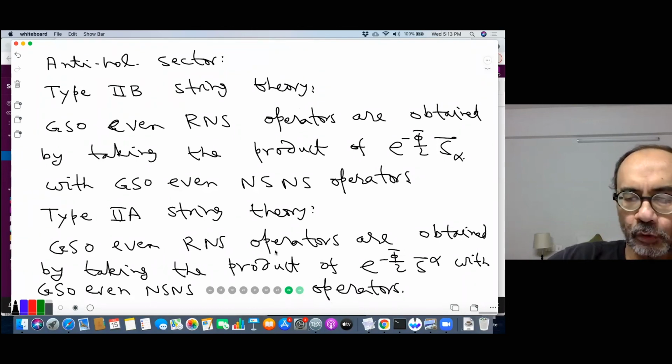And these two theories are distinct. They are distinct because the spectrum transforms differently under the space-time Lorentz group. So type 2A and type 2B are distinct theories. Are there questions?